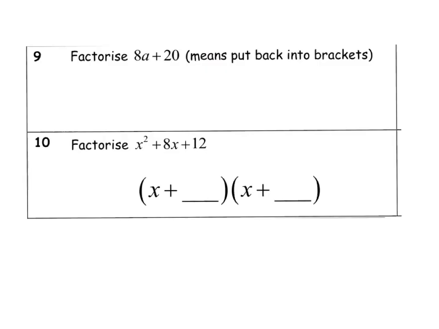Factorise, so we're looking for common factors. 8 and 20, common factor is 4. 4 times 2 gives us 8, so we want 2a, and 4 times 5 gives us 20.